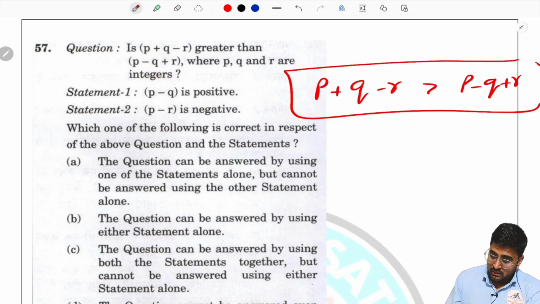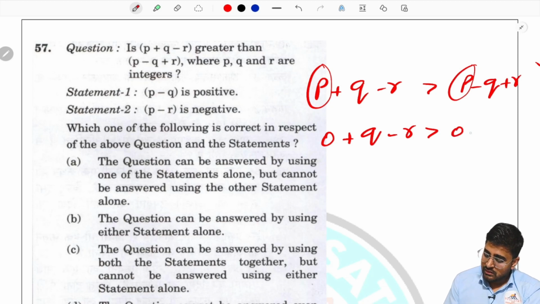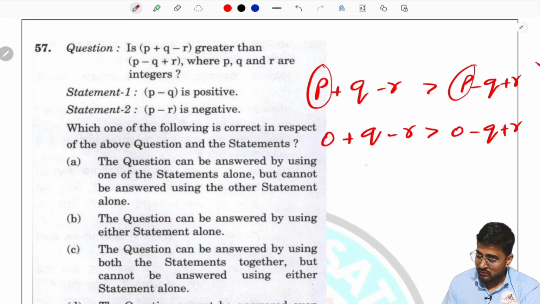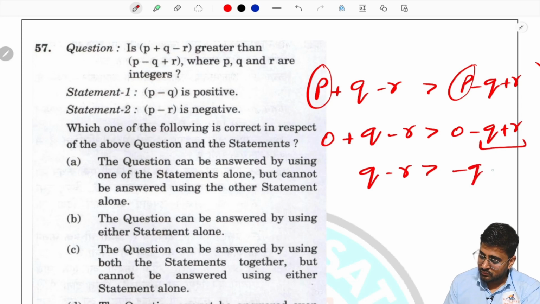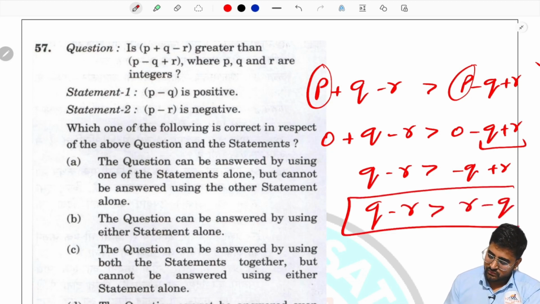Okay, at first glance I observed that P plays no significant role, because P is constant there, so let's put it as 0, meaning there is no role. When you put this 0, the equation is like this only, minus Q plus R, and I don't enjoy the minus Q kind of thing. We can write it like this also, R minus Q.